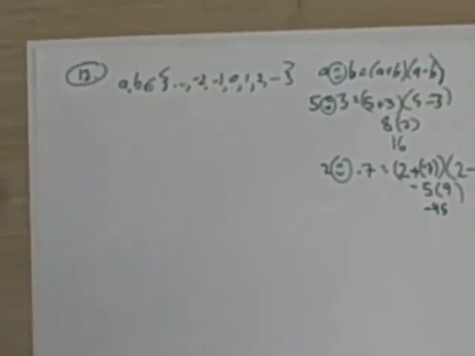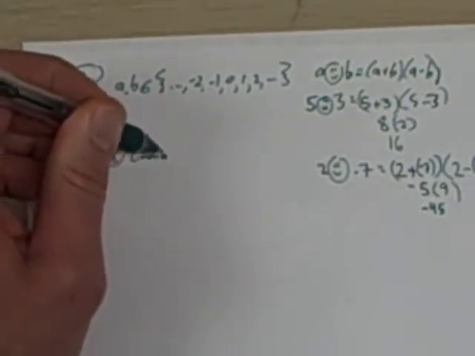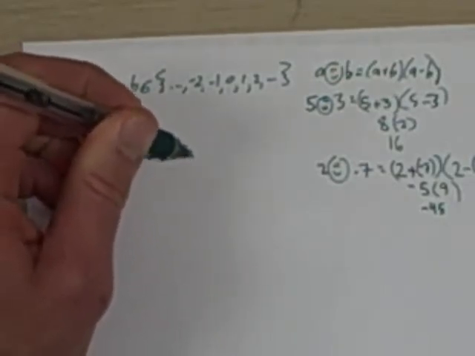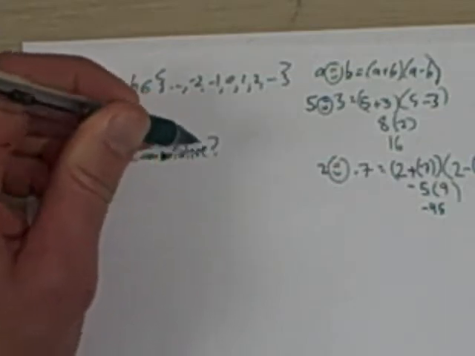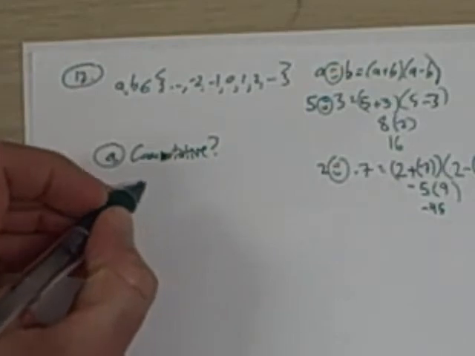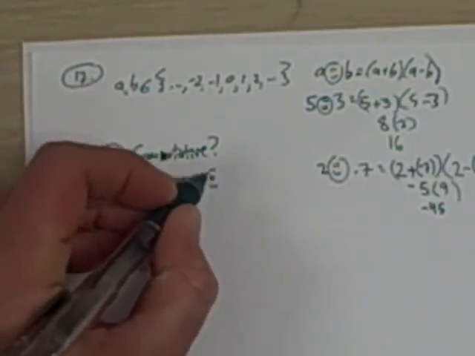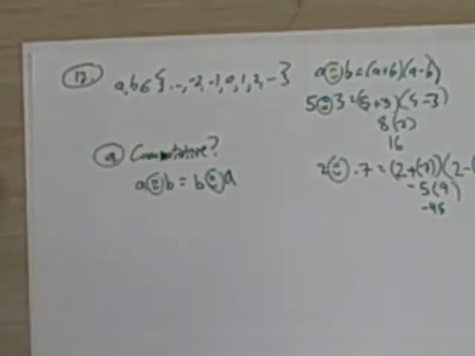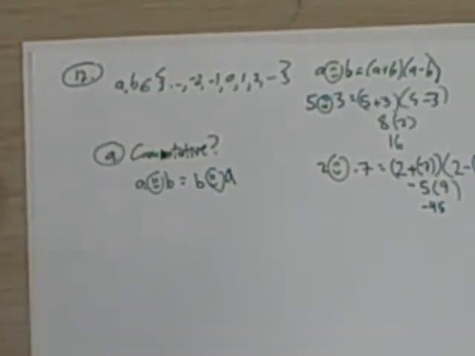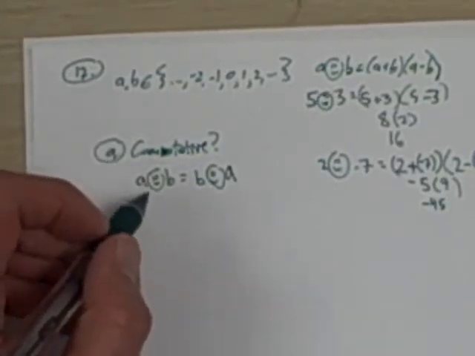The first question, A, asks, is it commutative? Does it commute? And what that means is, is the order important? In other words, does a smiley face b always equal b smiley face a? Now to disprove it, we just need one counterexample. To prove it, we'd have to actually go through some pretty big proof. But let's see what happens.